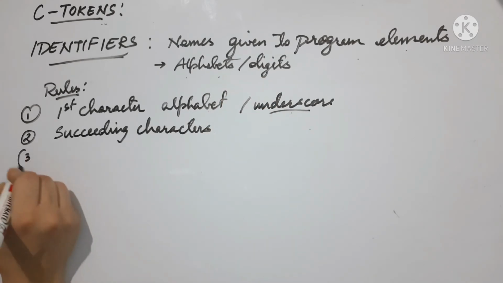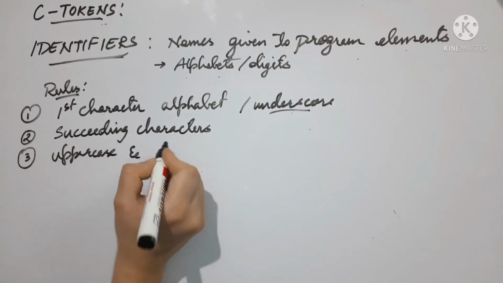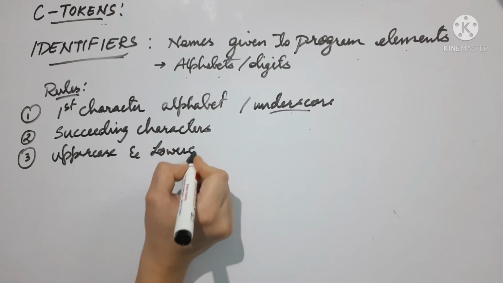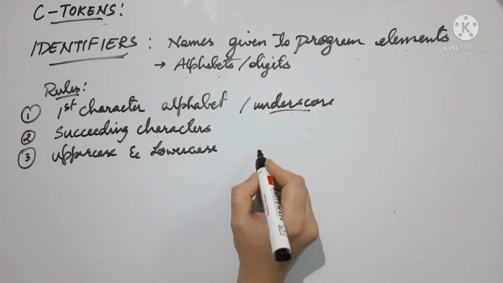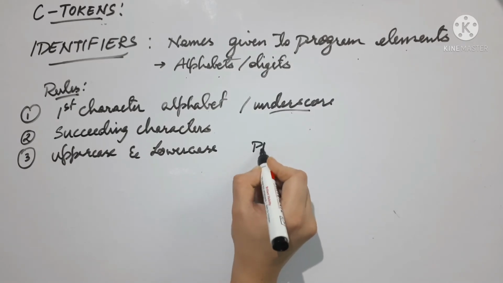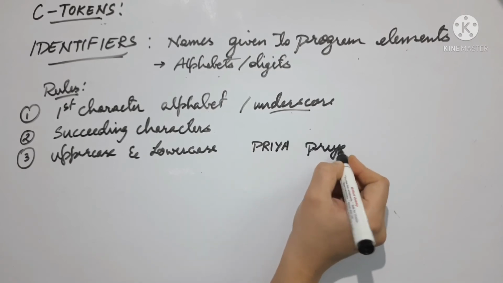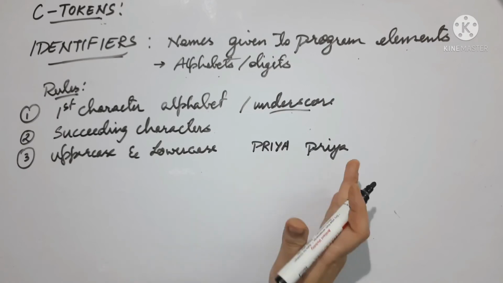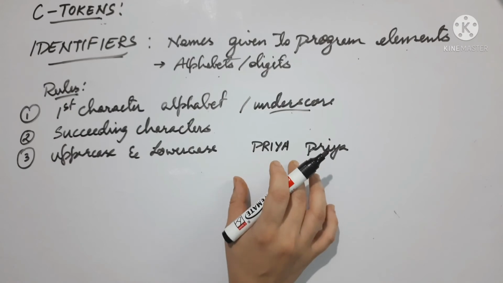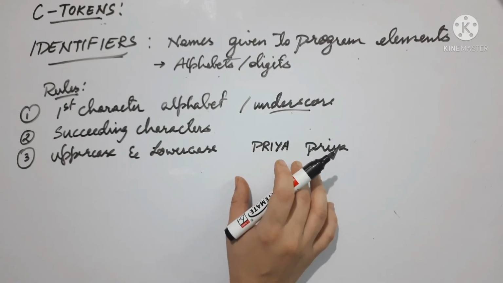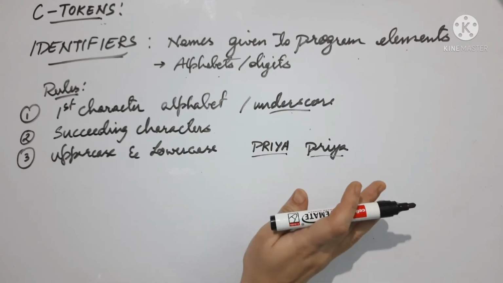Next, the third rule is, uppercase and lowercase identifiers are different. If we use uppercase and lowercase, both are different. For example, if I write Priya in capital and Priya in small, these two are different. The computer will take both the names as different. If I am storing the name of a particular person in my computer, and I give Priya as capital and Priya as small, both will be saved as different.